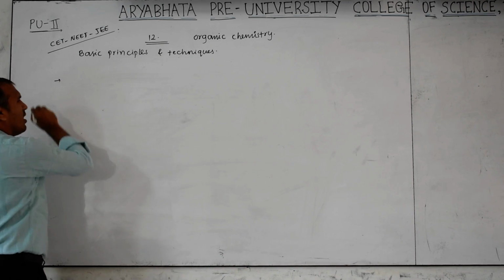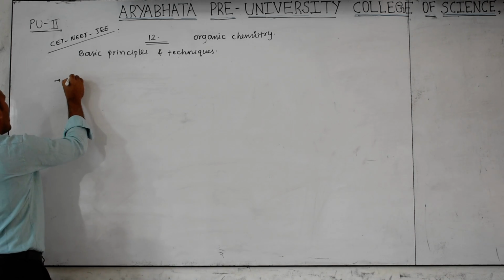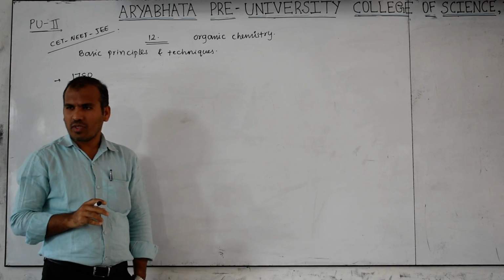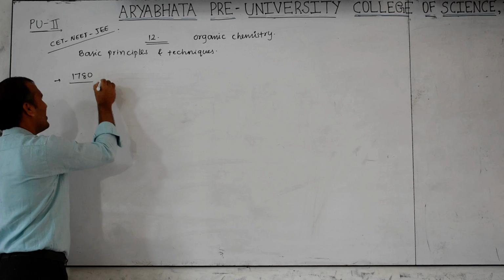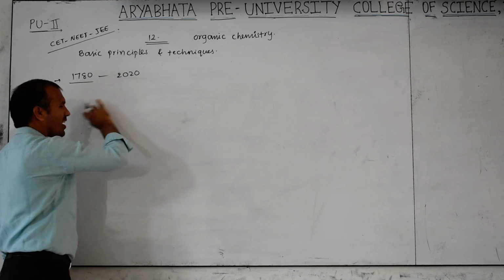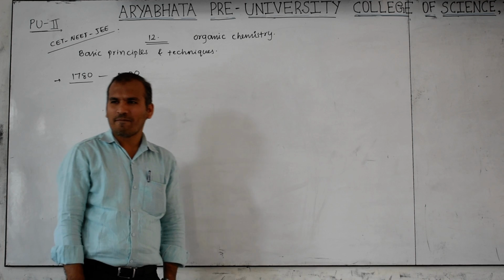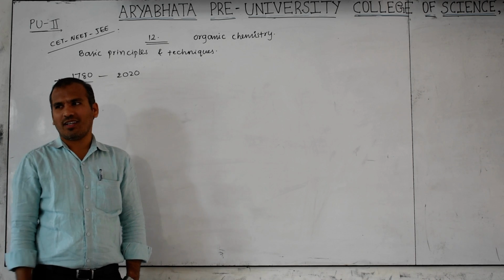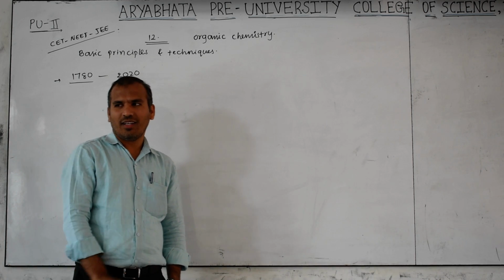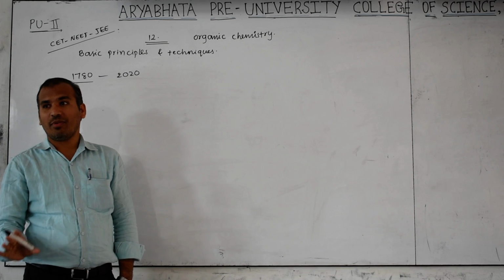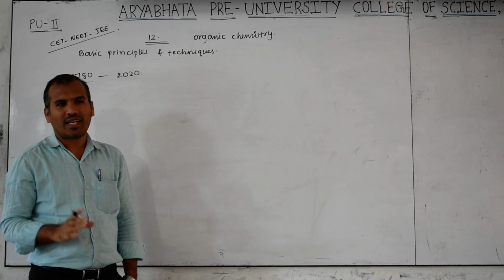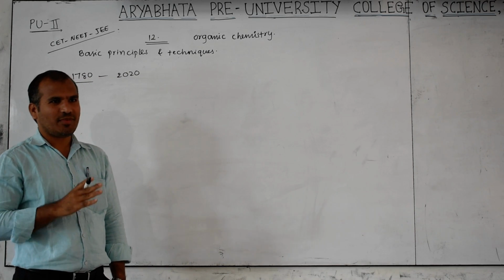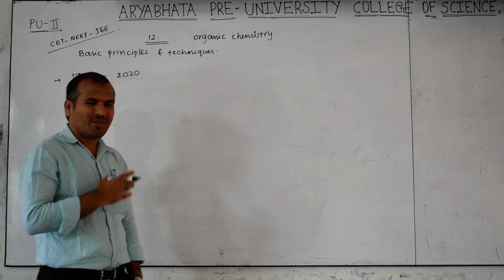Now consider this: organic chemistry started nearly around 1780, very long back. Now it is 2020. So nearly how many years have been completed? Subtract 2020 minus 1780, nearly 240. More than 200 years have been completed to develop this organic chemistry, and it is still going on. These years will not be asked in any competitive exam. I am just giving an introduction, so you may think how you have to remember this.